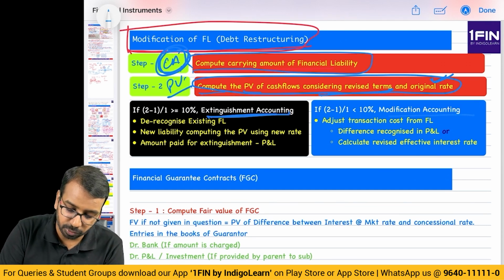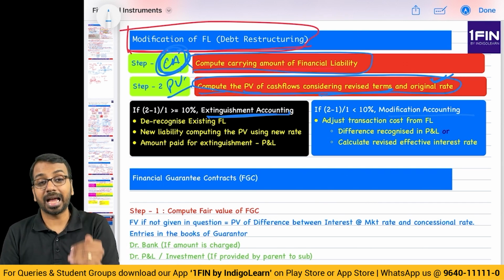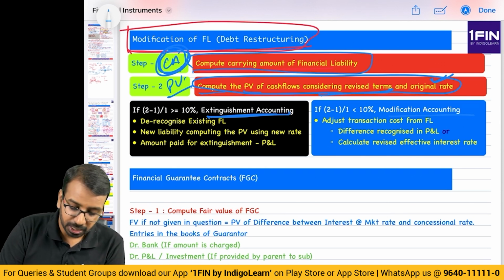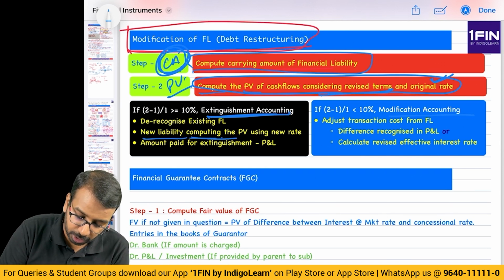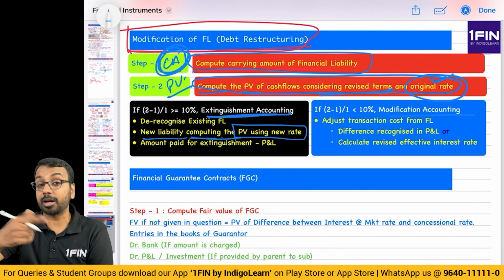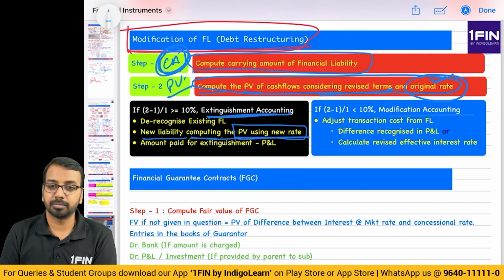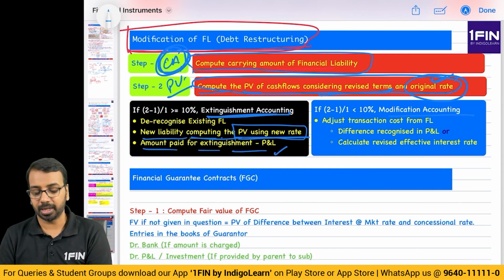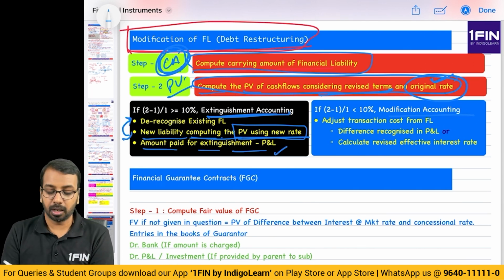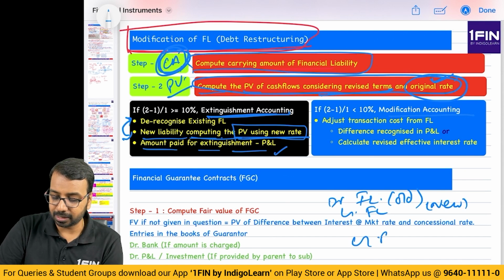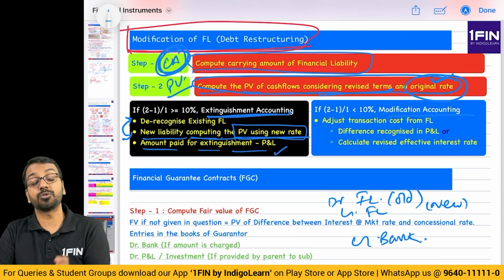Sir, what is this extinguishment accounting? Any existing liability you will derecognize. New liability you will compute by using the new rate. Here you have taken the original rate; now you will compute the liability using the new rate. And any amount you have paid for extinguishment, any charges and all of that, you will take to P&L, and the difference between these two also will go to P&L. Or you can debit financial liability old, credit financial liability new, credit bank if you have paid any, and the difference will be recognized in P&L.